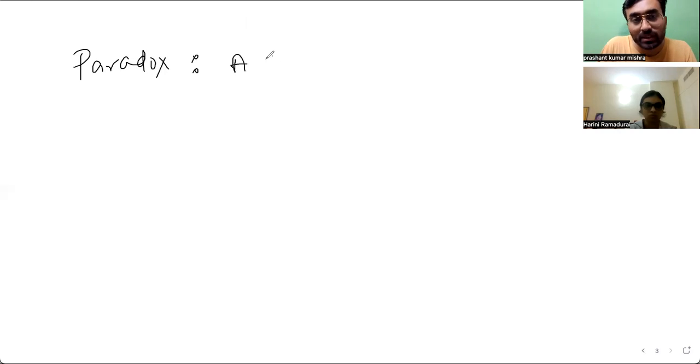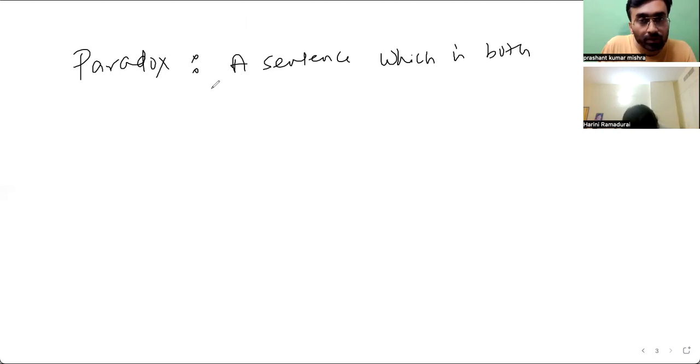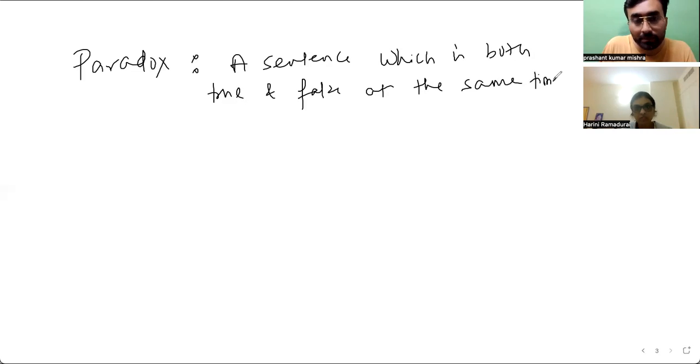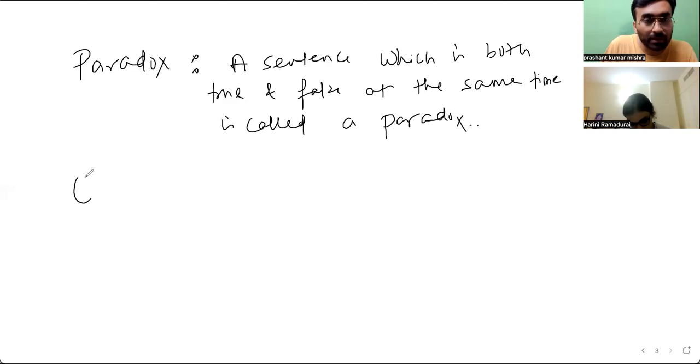A sentence which is both true and false at the same time. Now this depends on people's opinions. I will tell you an example of what is called a paradox.